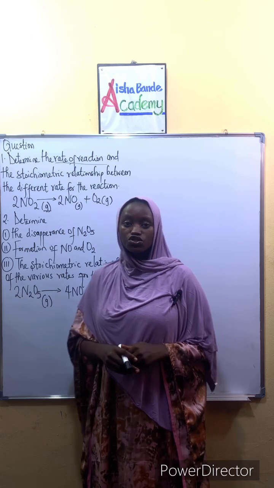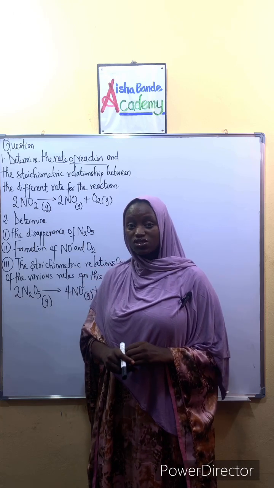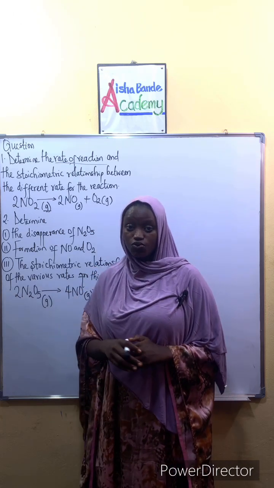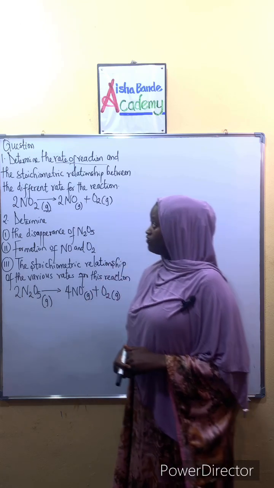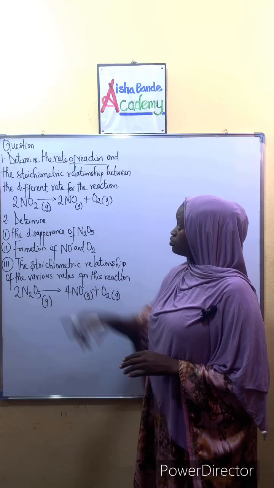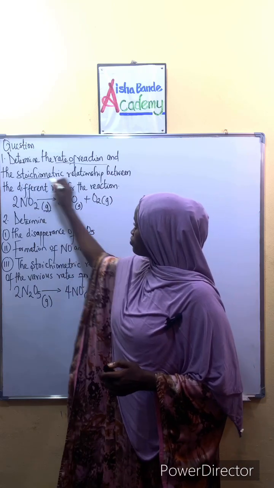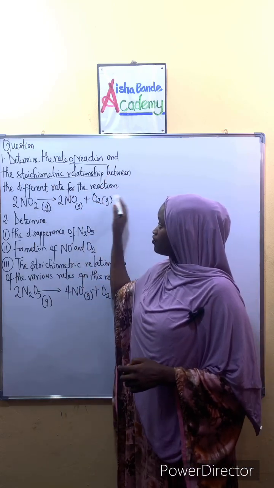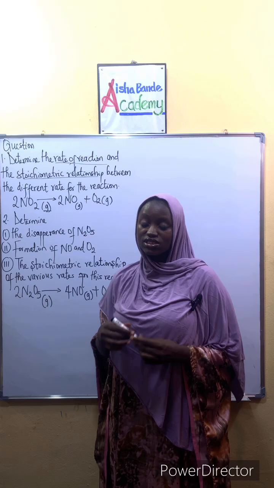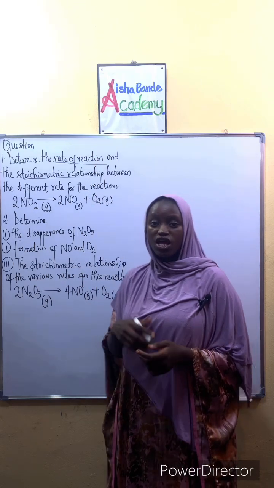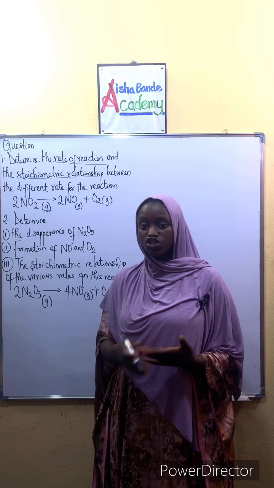So today we shall continue from where we stopped in the last class, where we discussed the rate of reaction. We have some mathematical problems today which we'll solve. The first one says that we should determine the rate of reaction and also the stoichiometric relationship between the different rates for the reaction. So this is a two-in-one question. The first thing we need to find is the rate of reaction, after which we find the stoichiometric relationship.